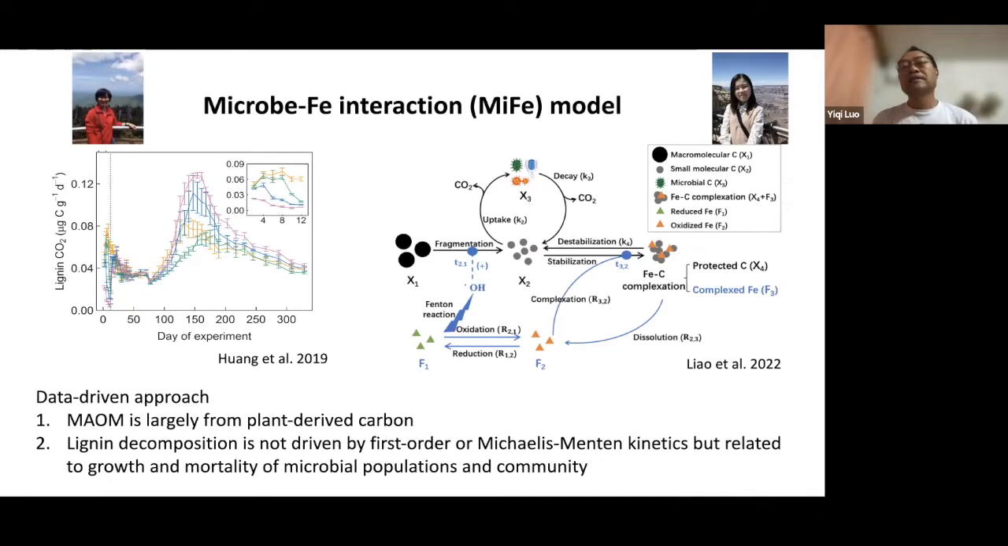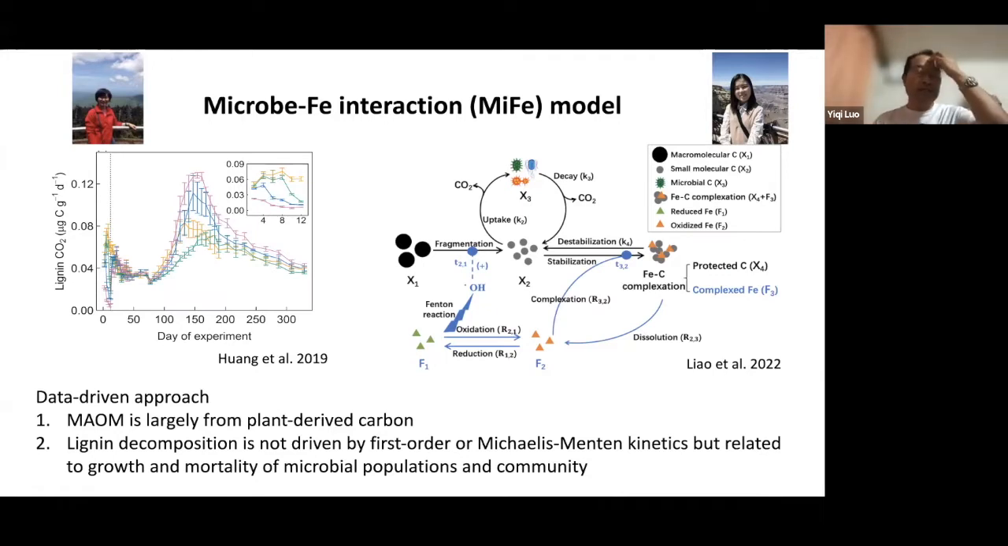On the other hand, the iron also changes from reduced phase to oxidized phase. And then this oxidized phase can sequester carbon through iron-associated organic matter. So that's basically the model we developed, and we use that model to try to explain the observed pattern shown on the left side.